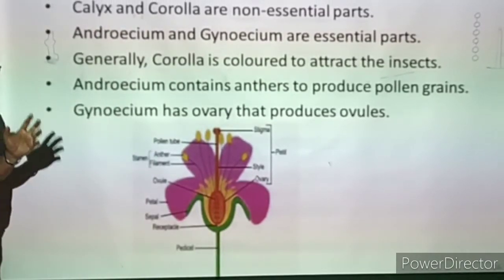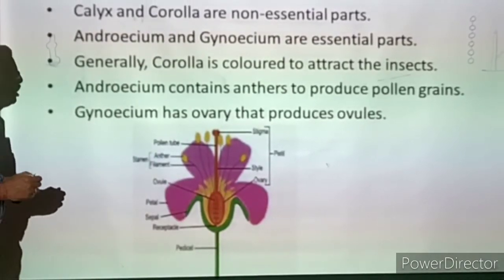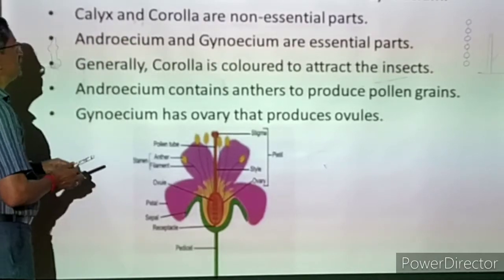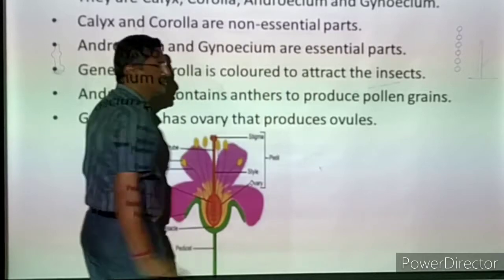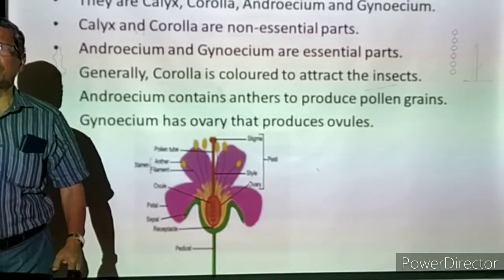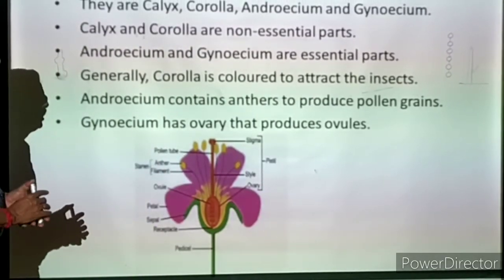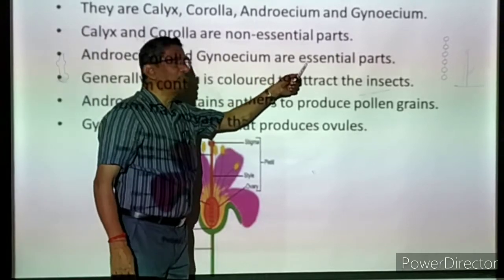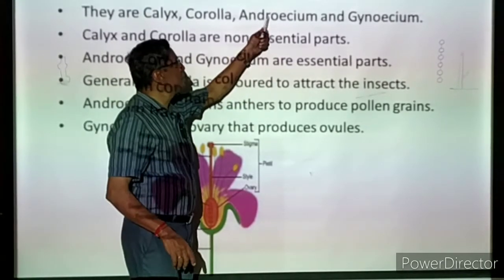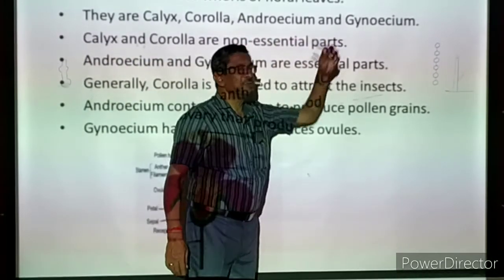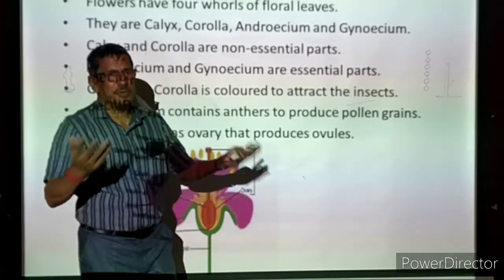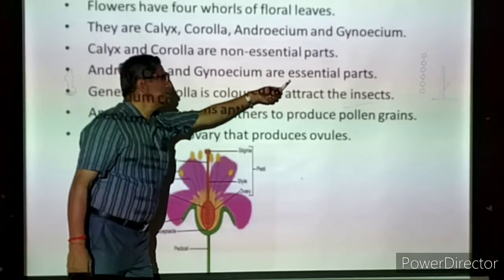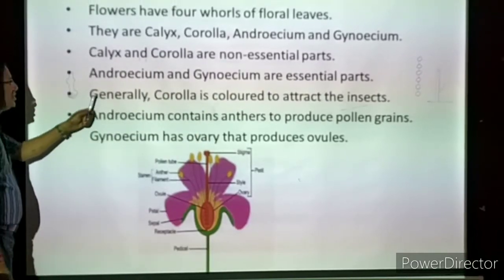Now all are modified floral leaves. Androecium and gynoecium are essential parts. Essential means the most important parts. Why? They are important for reproduction. Just now I told you androecium is the male reproductive part, gynoecium is the female reproductive part. Without androecium and gynoecium, a plant cannot reproduce. So they are called essential parts.